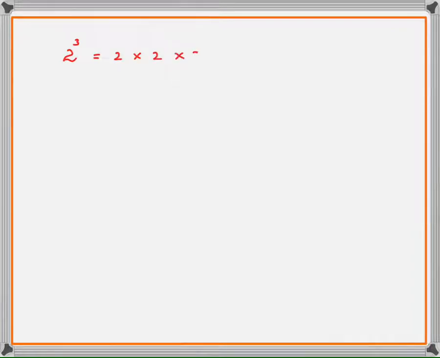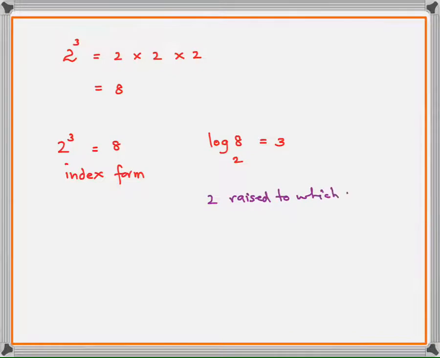Let's look at some examples. 2 cube is 2 times 2 times 2, which is 8. 2 cube is 8. This is the index form. Indices is the plural of index. Log 8 base 2 is equal to 3. What does it mean? 2 raised to which power will give us 8? That's the meaning of log 8 base 2. Listen to it again. Log 8 base 2, it means log of 8 base 2. 2 raised to which power will give us 8? So that is the logic of log.